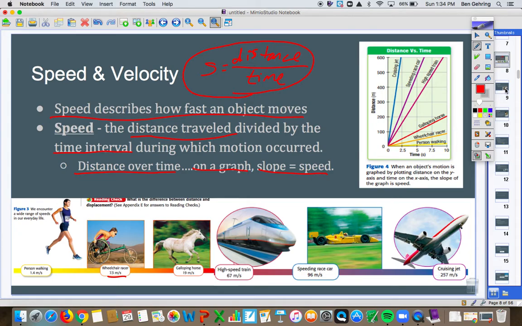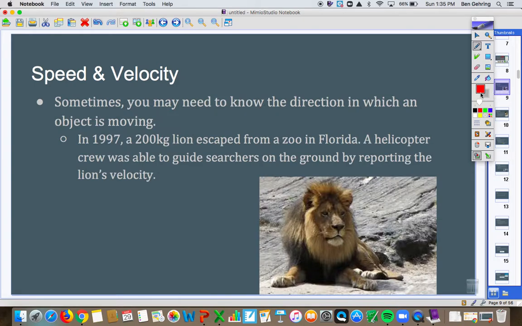Okay, so continuing on here. Sometimes just knowing the speed of an object is not sufficient, and we need to know the direction as well. For example, in 1997, a lion escaped from a zoo in Florida. This lion got out and was then tracked because obviously it poses a health risk to people. So a helicopter crew was sent up into the air to guide searches on the ground and bring the lion in, sedate him, and bring him back to the zoo.